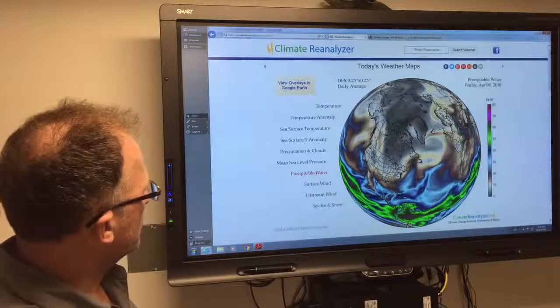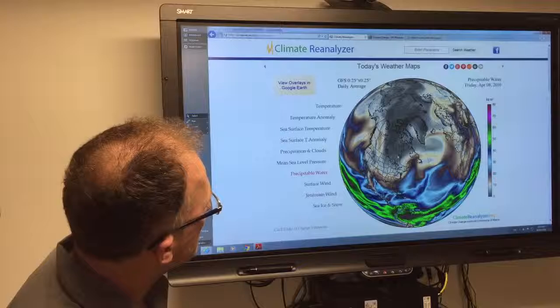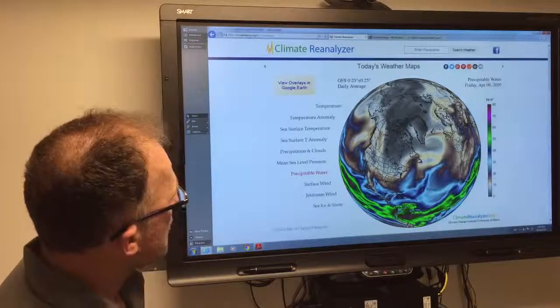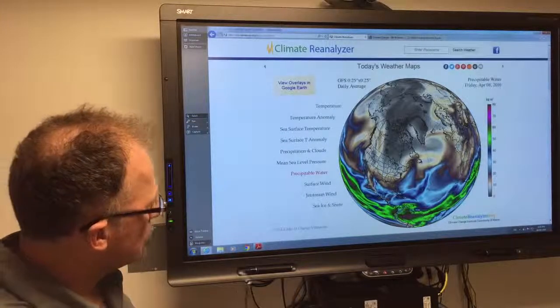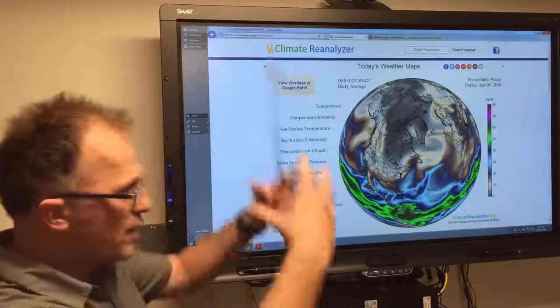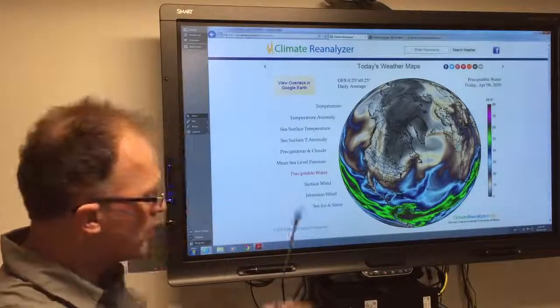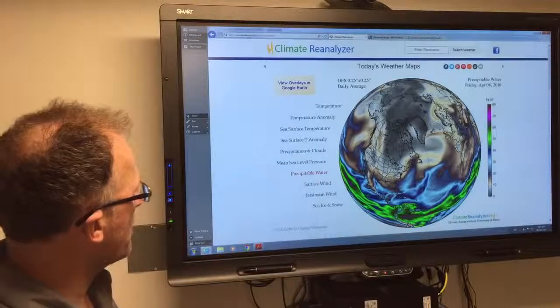Precipitable water. This is the water in the atmosphere. If you look at the units, kilograms per square meter. So at the surface, the particular number in kilograms per square meter, if you go all the way up, would be the amount of kilograms of water in that little area, integrated all the way up.